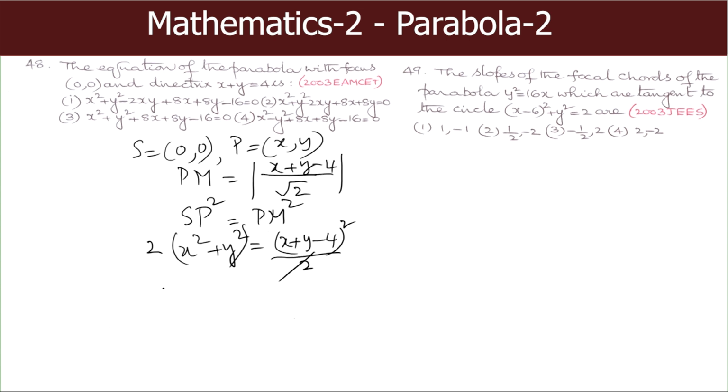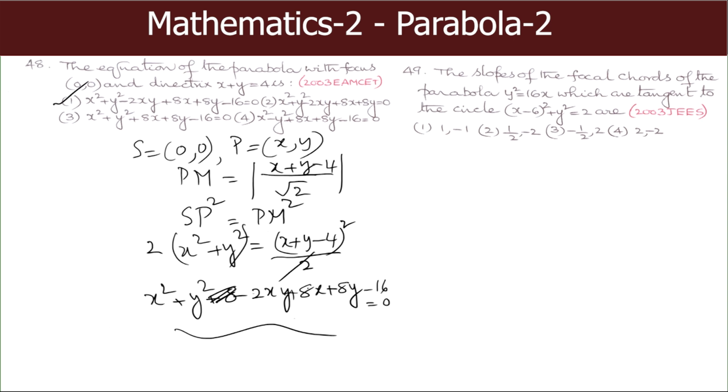So, bringing all the terms to the left hand side, x square plus y square minus 2xy, minus 8x transferred to the left hand side plus 8x, minus 8y transferred to the left hand side plus 8y, plus 16 transferred to the left hand side. All terms are transferred to the left hand side. So, that is minus 16 equal to 0. Which is the first option?